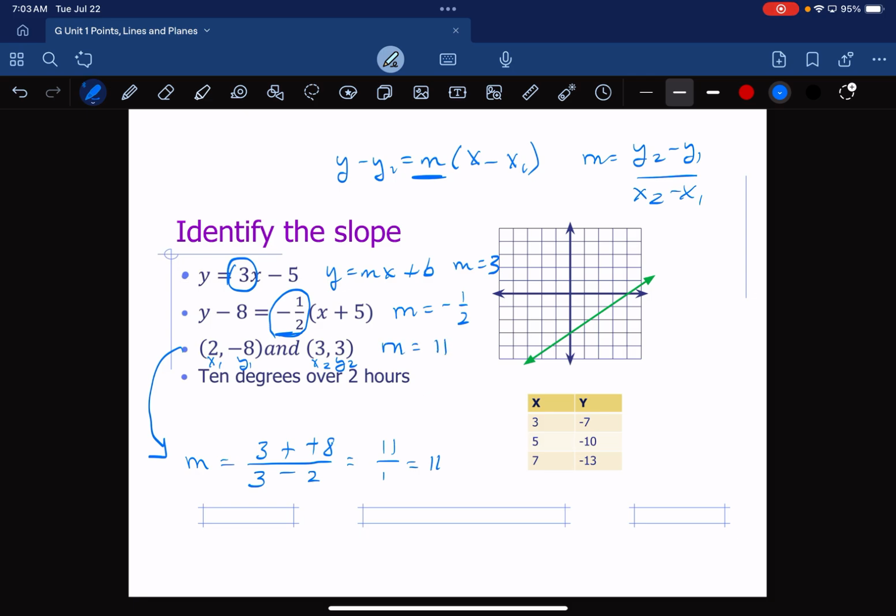So 10 degrees over 2 hours. Well, think about it: time is always on the x-axis. So the x's here are the 2, and the y's here are the 10. And these represent changes, like over 2 hours means the time has changed 2 hours. So that's change in x, which goes on the bottom, and then change in y, which is the 10, goes on the top. So this would be equal to 5. So the slope there is 5.